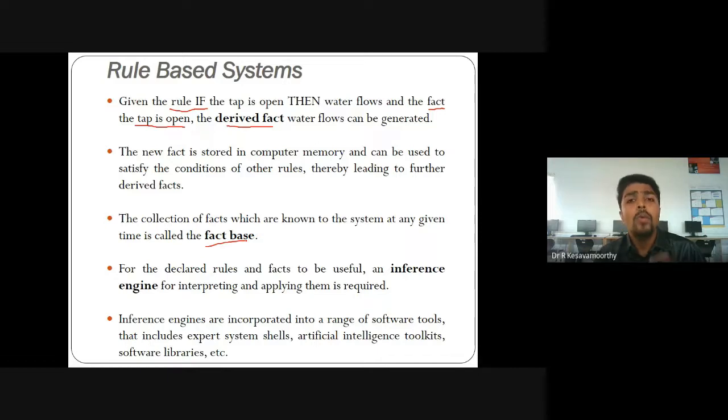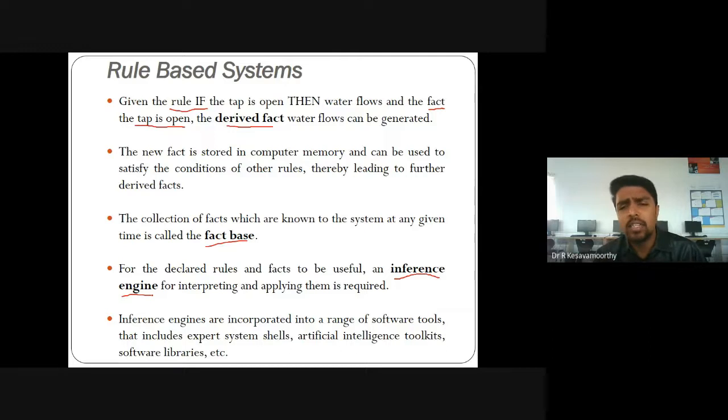Now, who will do all these things? Who will declare the rules? Who will use the facts? Who will interpret all these things and derive additional facts? It is nothing but the inference engine, one of the major components of a rule-based system. This inference engine is the one that will interpret all the rules. It will apply the facts and derive some additional facts or rules. That is the inference engine.